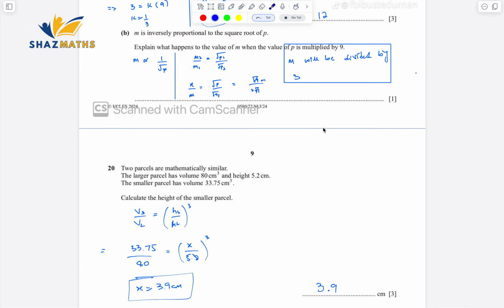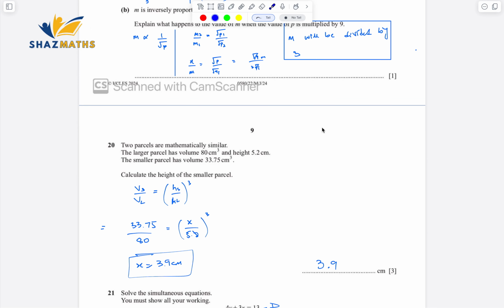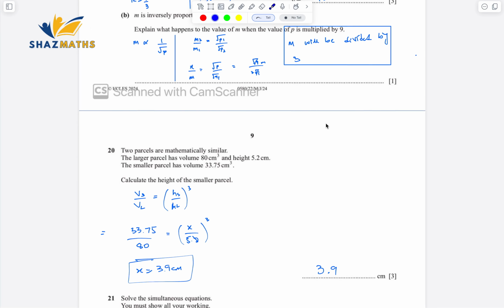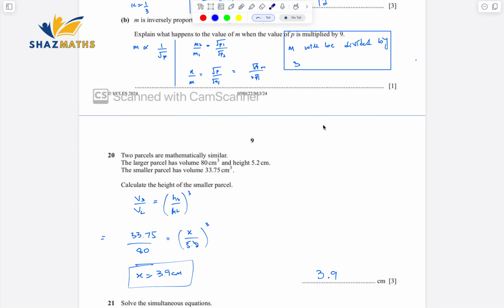Okay, the rest of it was just working. I'm just going to double check. Inversely proportional, square root of p1 over square root of p2.